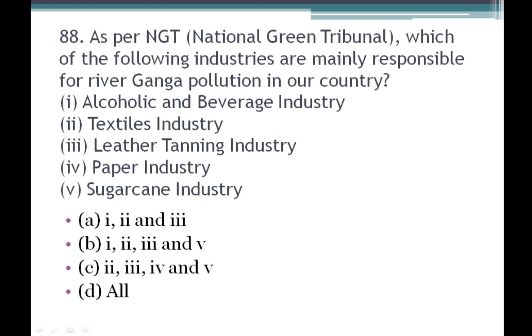Question number 88. As per NGT, National Green Tribunal, which of the following industries are mainly responsible for river Ganga pollution in our country? Number 1. Alcoholic and beverage industry. Number 2. Textiles industry. Number 3. Leather tanning industry. Number 4. Paper industry. Or number 5. Sugar industry. The correct answer is option B, that is 1, 2, 3 and 5.